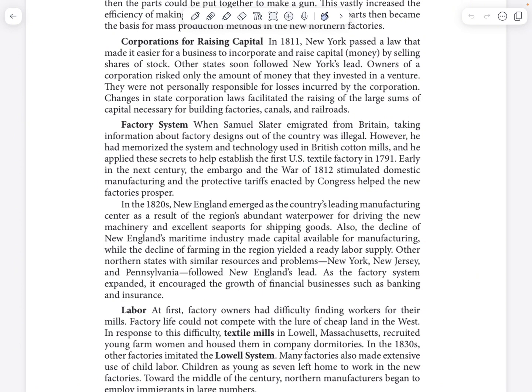Also, the decline of New England's maritime industry made capital available for manufacturing, while the decline of farming in the region yielded a ready labor supply. Other northern states with similar resources and problems, New York, New Jersey, and Pennsylvania, followed New England's lead. As the factory system expanded, it encouraged the growth of financial businesses such as banking and insurance.